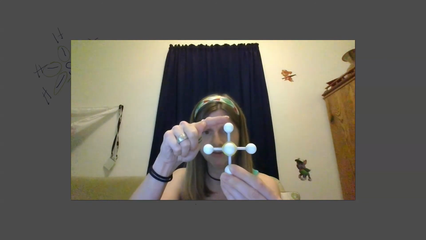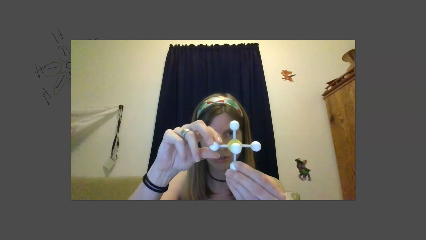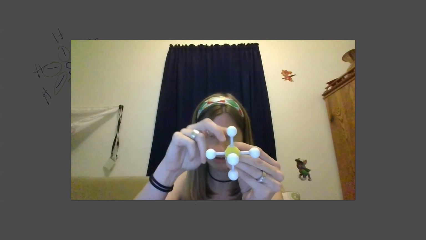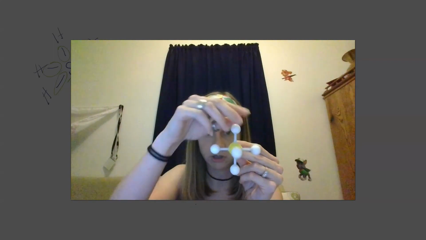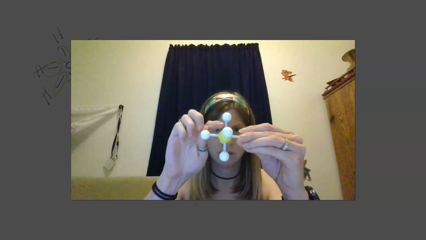And this one does not have axial and equatorial atoms because if we look, bond angle from here to here is 90 degrees. I'm going to rotate it. Bond angle from here to here is 90 degrees. Now I'm going to look down this axis. 90 degree, 90 degree, 90 degree, 90 degree, 90. They're all 90 degrees. All of these are the same. If I rotate it, I make the same thing.